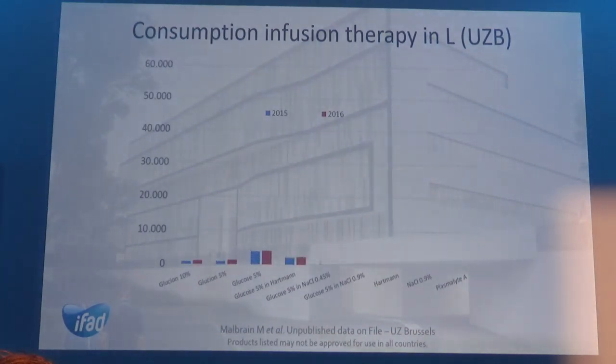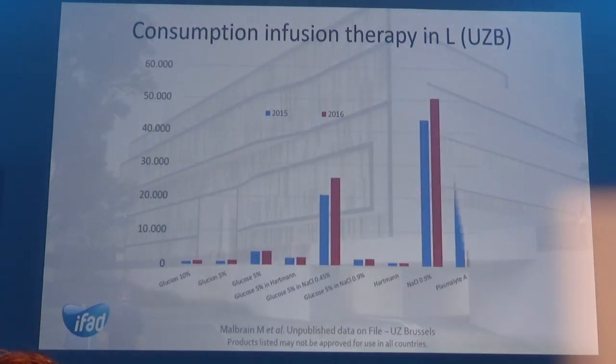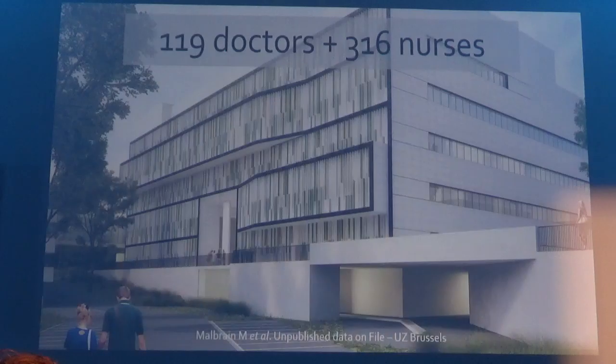So this is our case in the University Hospital in Brussels. We're not surprised that the most prescribed or given fluid was saline, still in 2016, followed by Plasma-Lyte. And as hypotonic solutions for maintenance, it's glucose and 0.45. And so then we started fluid stewardship.